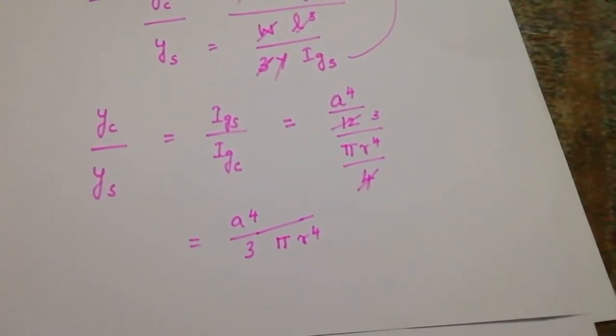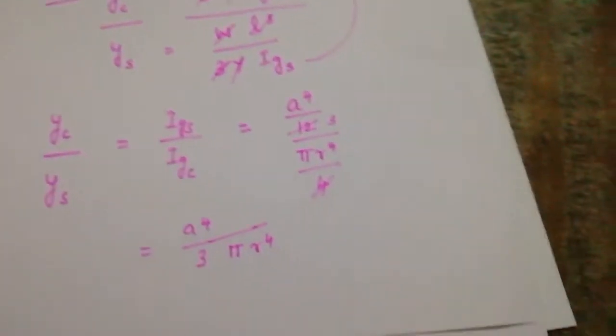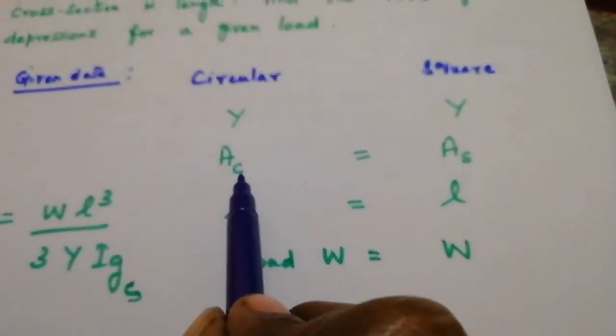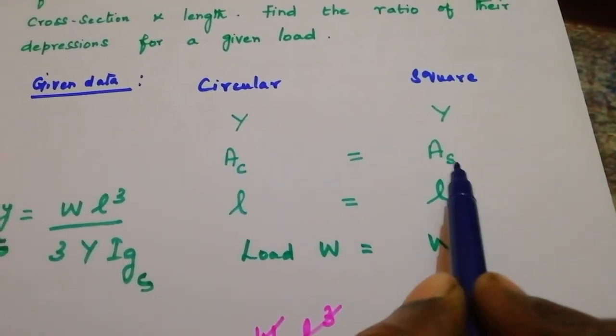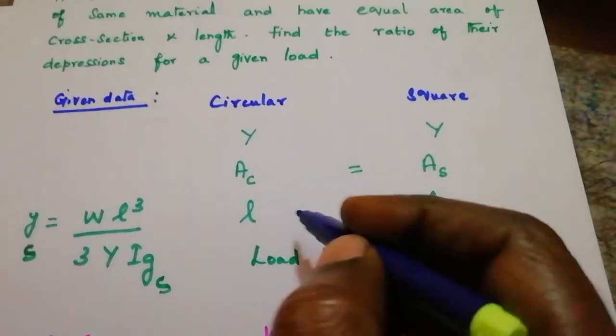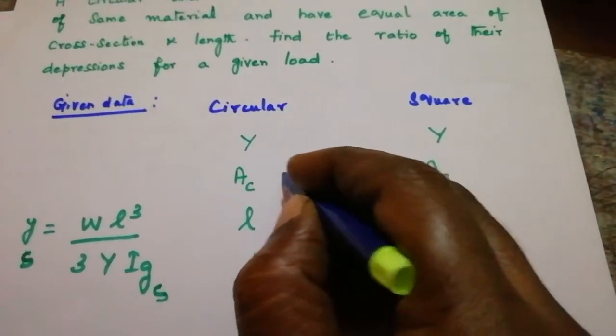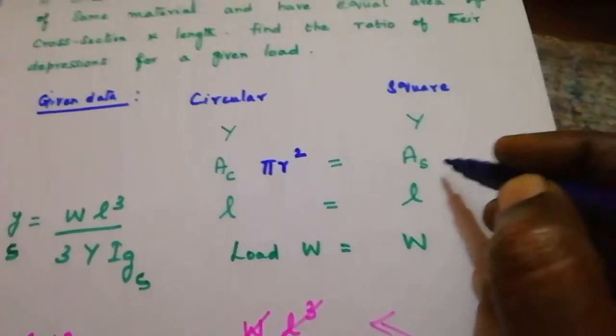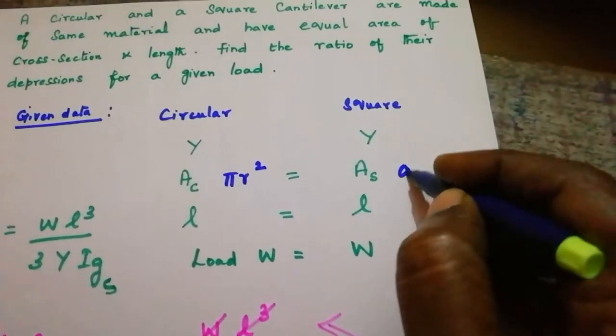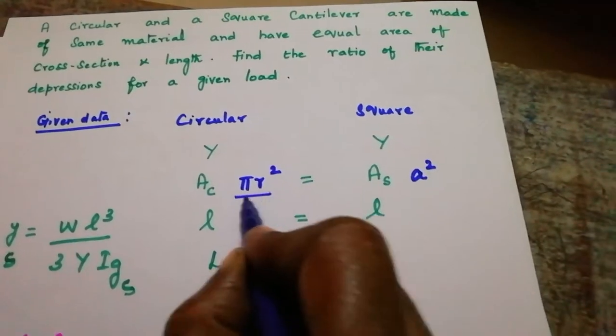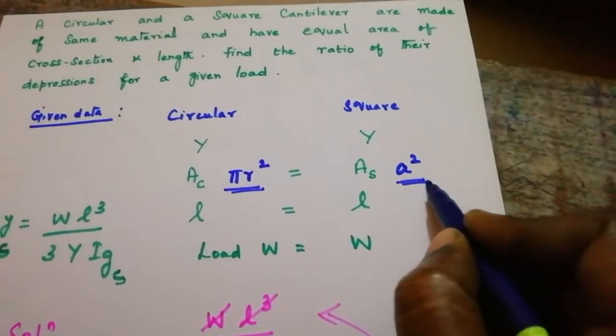Now I'm going to write it using the fact that the area for circular cantilever is equal to area for square cantilever. So for a circle, area is pi r square. For a square, area is a square. Therefore, pi r square is equal to a square.